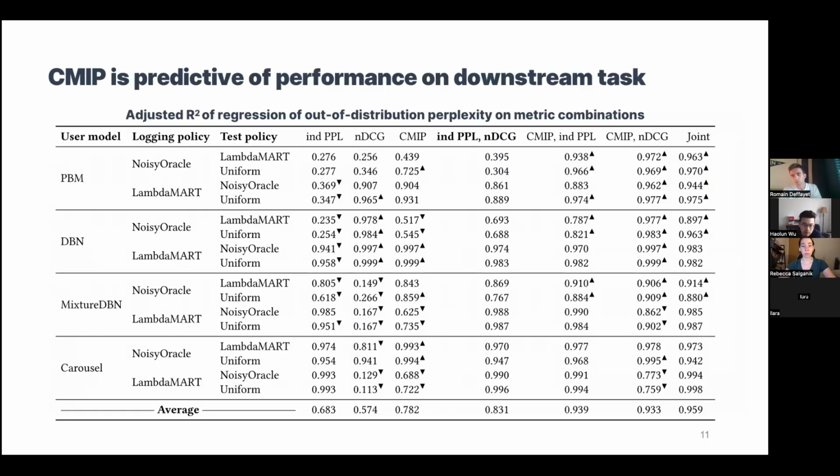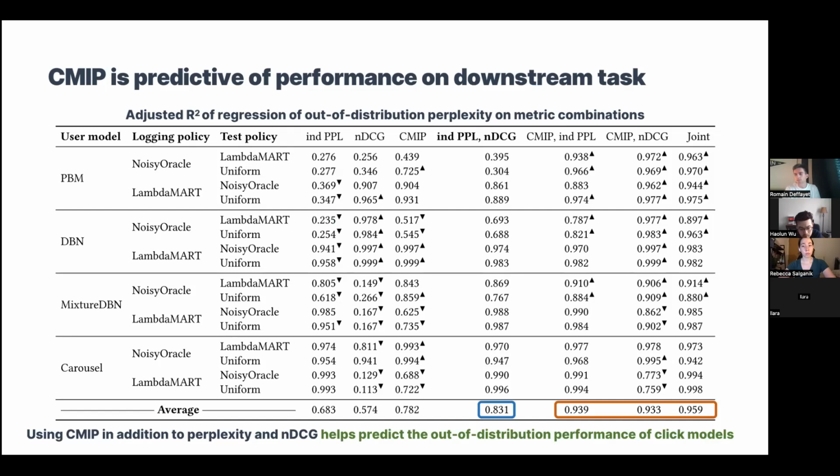Yeah, so in the paper we of course have a more rigorous analysis of this metric. We tried a lot of different experiments with many types of users, many logging policies, and many target policies, that is, policies we would like to evaluate. And what we show is that CMIP, this metric, is actually predictive of the out-of-distribution performance, which is what we were interested in in the first place.